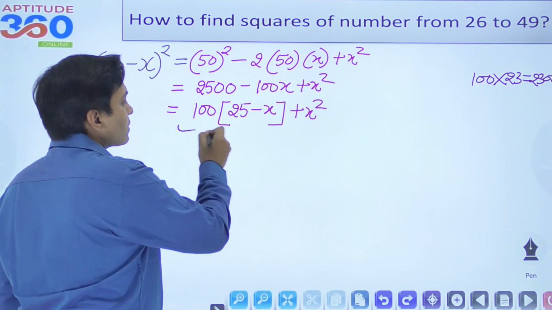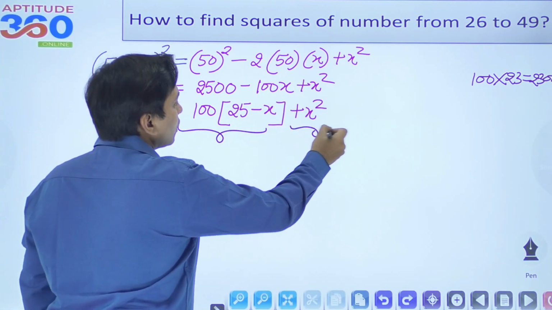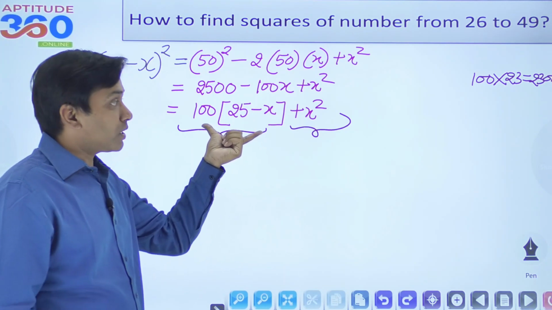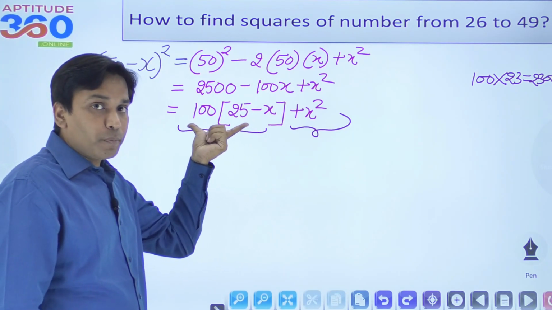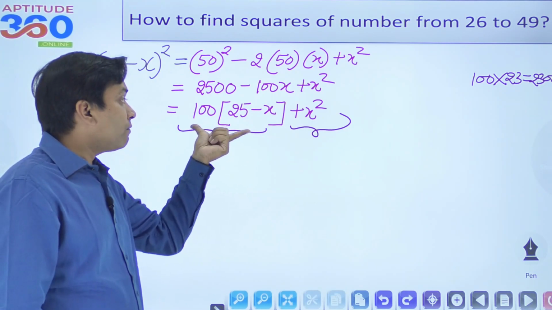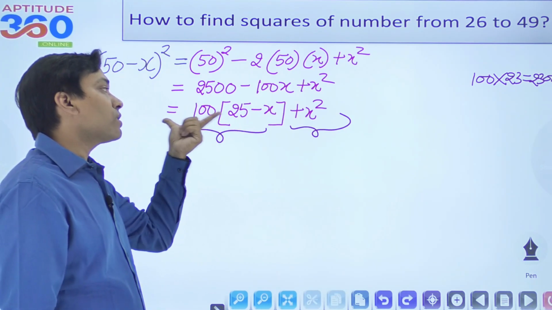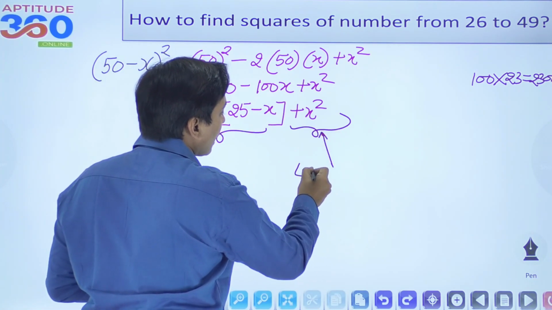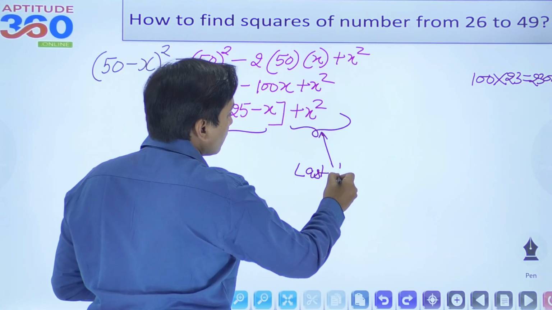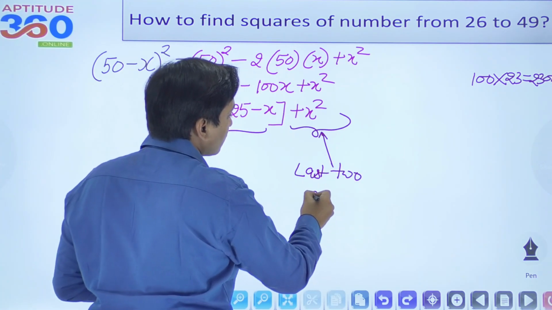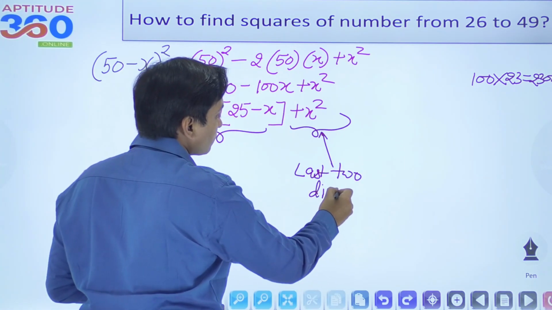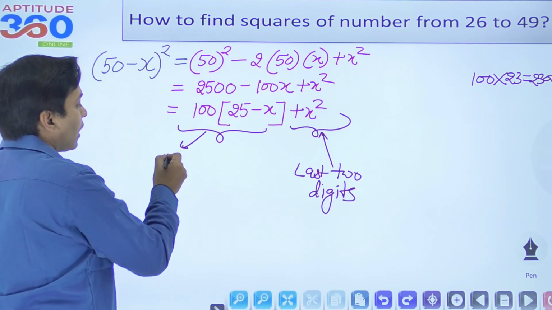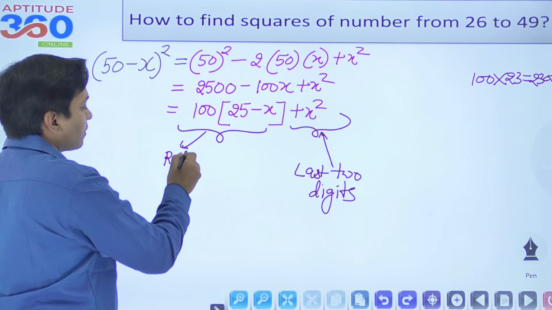So try to understand this. If you have a number, you won't get the last two digits from here. Just be patient with this. The last two digits will not be found from here, because the last two digits for sure are 00. So where do you get the last two digits? This is where you will be getting the last two digits. And from here you will be getting the rest of the digits.